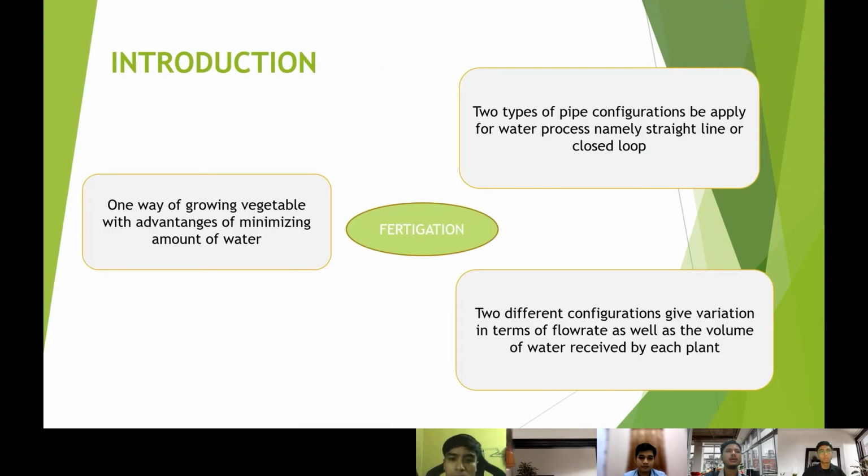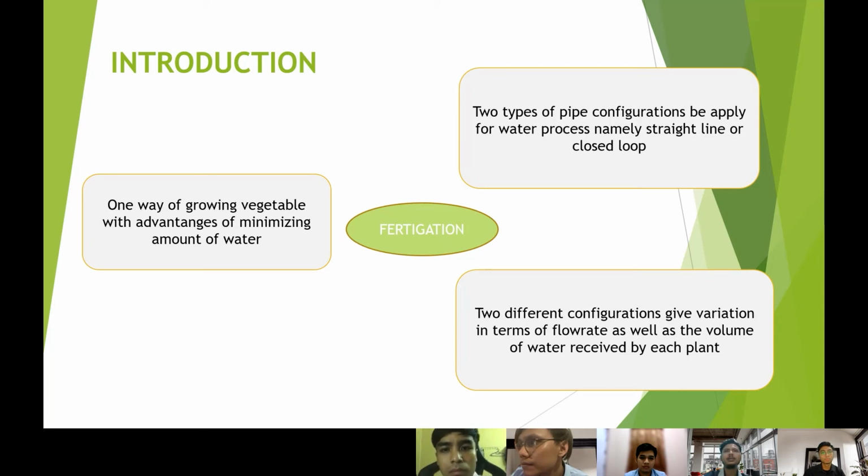Okay, firstly, I'm going to tell you generally about our topic, fertigation. Fertigation is widely used in the farming industry. This method allows growers to save time, resources and effort by completing two methods, fertilization and irrigation, at a time.